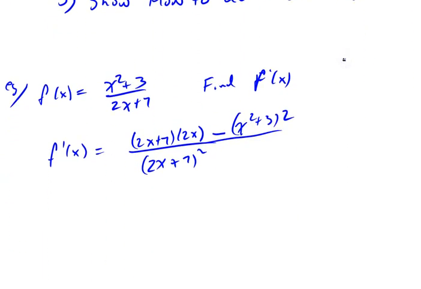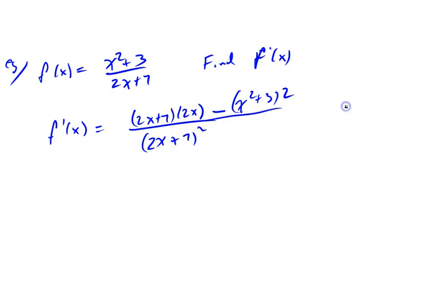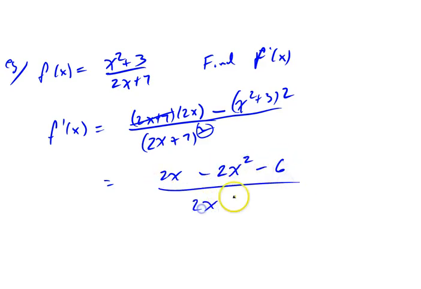This wasn't a problem from the test, but it's similar to one. Here's a function, find the derivative. You look at it and say, ah, quotient rule. So bottom squared on the bottom, bottom times derivative of the top minus the top times derivative of the bottom. Good. And then I see something that goes like this, and that cancels with one of these, and so you're left with 2x minus, maybe even distribute that in, minus 2x squared minus 6, all over 2x plus 7.